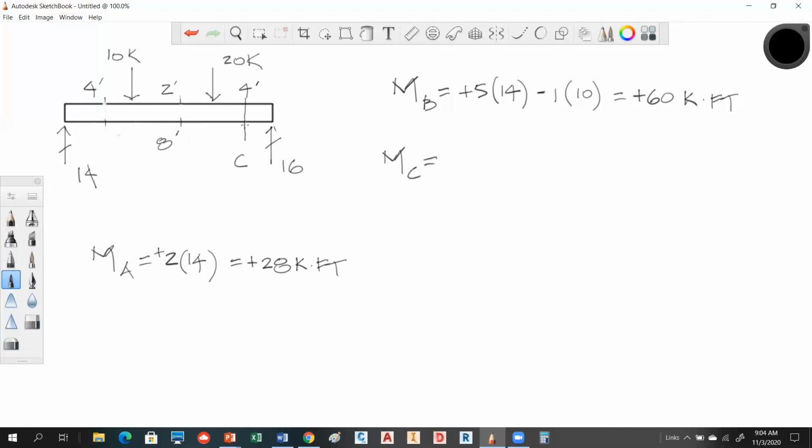So the moment at C is going to be 8 times 14, positive rotation. And then we're going to have 2 plus 2. So that's going to be 4 to that 10 kip load, but that's acting counterclockwise. So that's going to be 4 times 10. Then we're going to have the 20 kip load, which is 2 feet over, and that's also acting down. And so that'll give me that moment. See what you guys come up with.